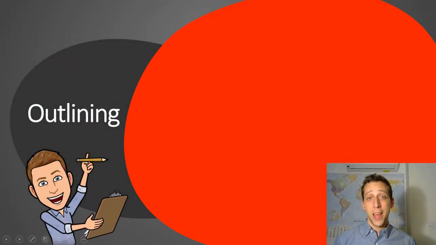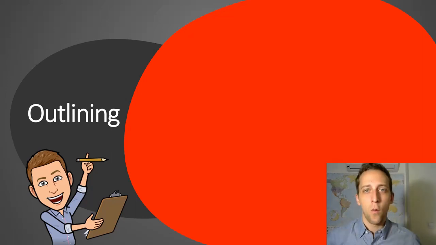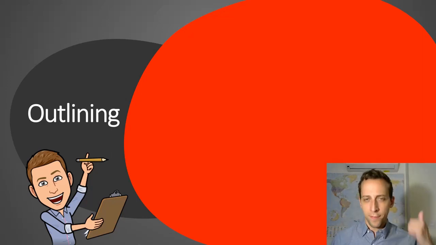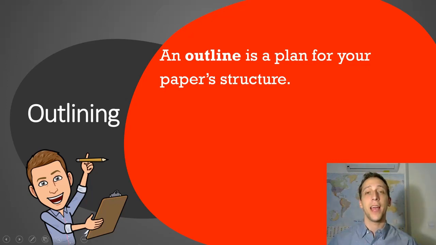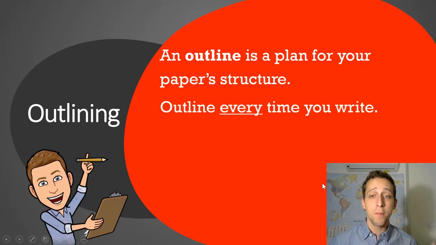So the first mistake that people make when they want to do persuasive writing or any other kind of writing is they just sit down and start writing, which is not what we want to do. The first thing that we need to do is we need to outline. And an outline is a plan for your paper structure. It's very important to plan everything out before you write. So make sure you always do that.